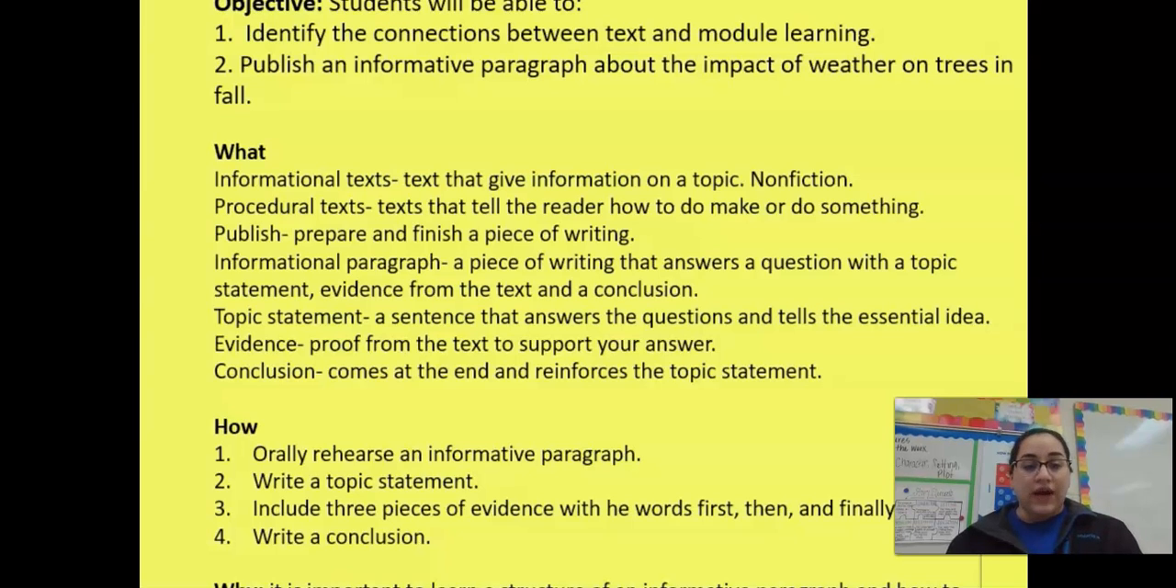I know Ms. Rodriguez mentioned the goals. You can go through them and read them. It is the same ones as on Friday. We're going to be working with the informative text. We're going to publish, prepare, and finish our final piece of writing. That's what we did on Friday. We're going to work on the topic statement, which is something that we discussed together, and of course our evidence and then our conclusion.